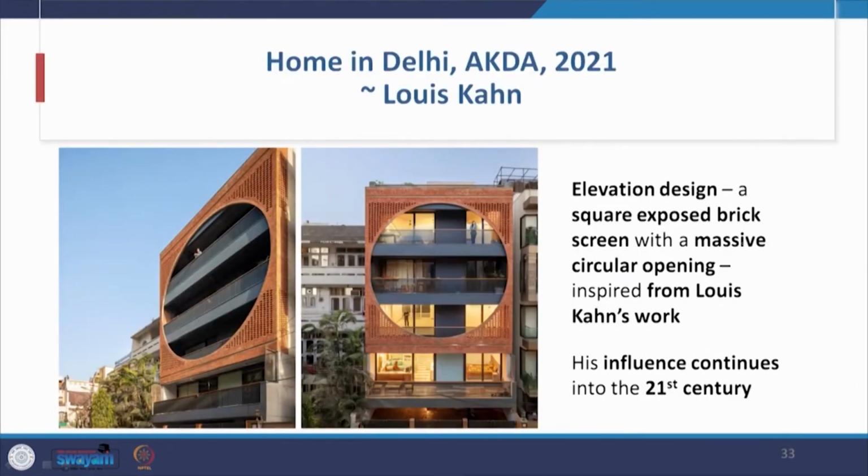Now, the impact of Louis Kahn did not just end in the 80s. Here is a project in 2021, a home in Delhi by AKD firm, and this again reminds you of Louis Kahn in this circular cutout in the elevation of the building. It is a square exposed brick screen with this massive circular opening inspired from Kahn's work. His influence continues. Of course, this is a very direct imitation of Kahn's work. I believe the principles continue of all these master architects of the time.